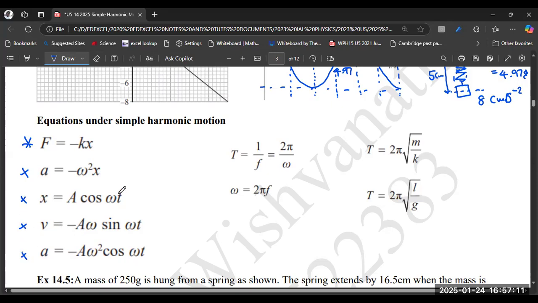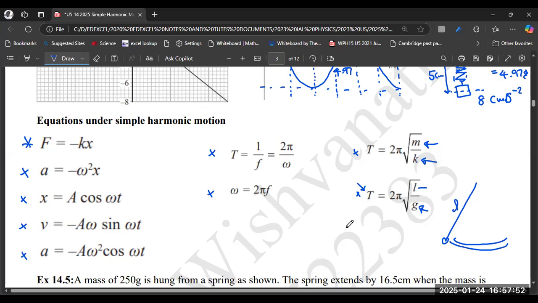Displacement, velocity, acceleration definitions, we learned. Time period, we know. Omega value, we know. This one, still we know this one: the square root of M over K, where M is the mass hanging and K is the spring constant. This one on the way is for a simple pendulum. If a simple pendulum is making simple harmonic motion, going this way and this way, then this would be the length of the simple pendulum, this is the gravitational field strength, and this would be the time period.